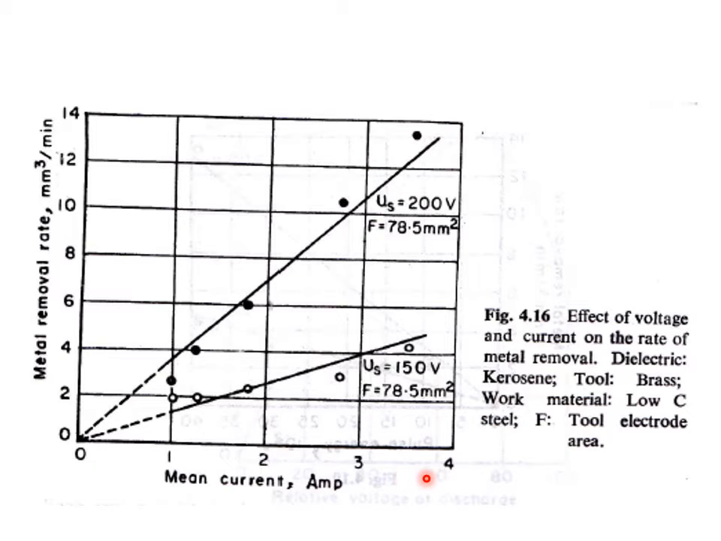Increasing the voltage rapidly increases the material removal rate, because mainly it is the discharge energy available at the tool-work gap, or the machining zone, that is high enough for metal removal from the workpiece surface. This is a major important characteristic or parameter which needs to be considered to achieve a better metal removal rate.